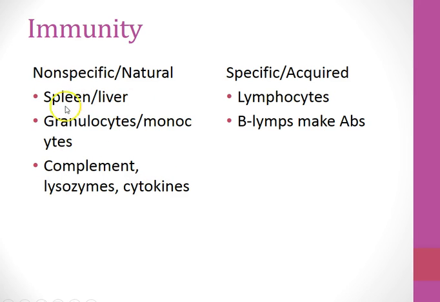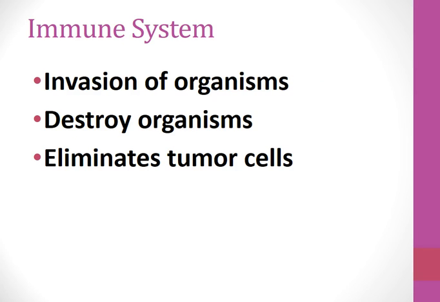The nonspecific defenses just fight anything that comes in. Anything, it doesn't matter what kind of virus. The B lymphs will produce specific types of antibodies towards specific types of antigens. Okay, the immune system helps to prevent organisms from coming in. If they do get in, it tries to get rid of them, and it also tries to prevent tumor cells from growing.